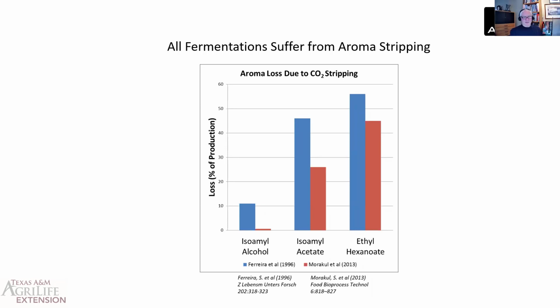This particular graph was obtained at 20 degrees for both of these authors. As you warm it up, ethyl hexanoate can be lost to the tune of about 75 or 80%. So loss of aroma is a significant thing when we're fermenting wine. Ferreira put a statement in his paper saying that up to 80% of the volatile material can be blown off, while an average of only 10% is retained. So the wines we're drinking now really are a shadow of what they could be.